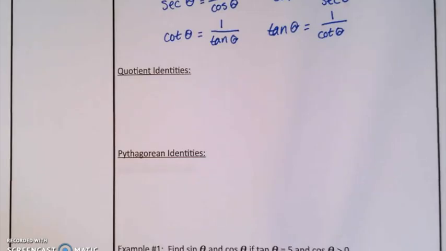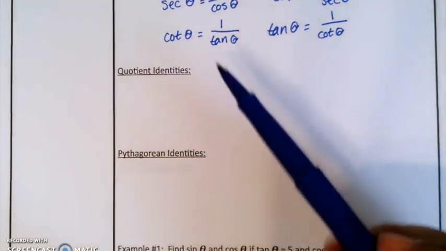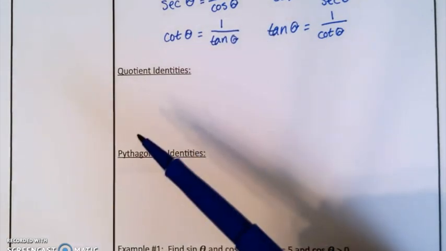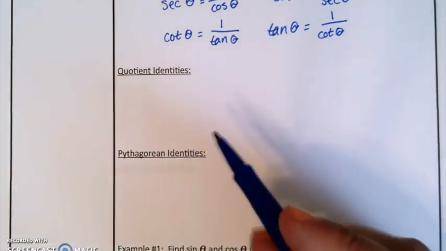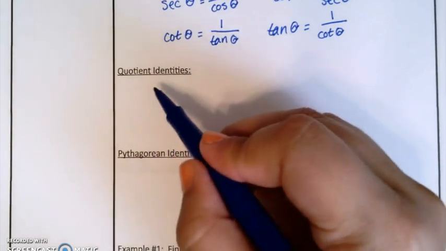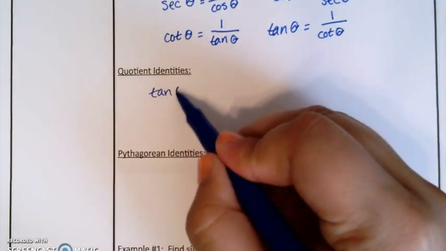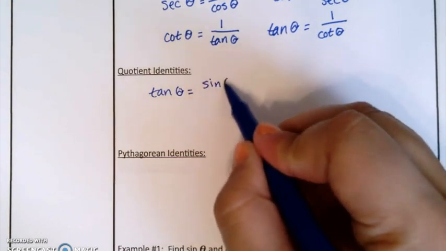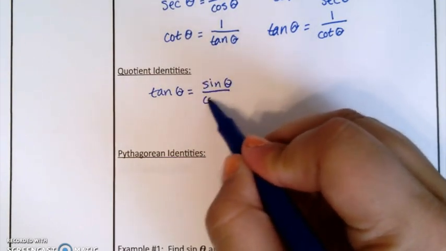Next, we'll look at quotient identities, quotient meaning division. So notice reciprocal means 1 divided by something. Here, we'll have a numerator that's non-1. So our first quotient identity is that tangent of theta equals sine of theta divided by cosine of theta.